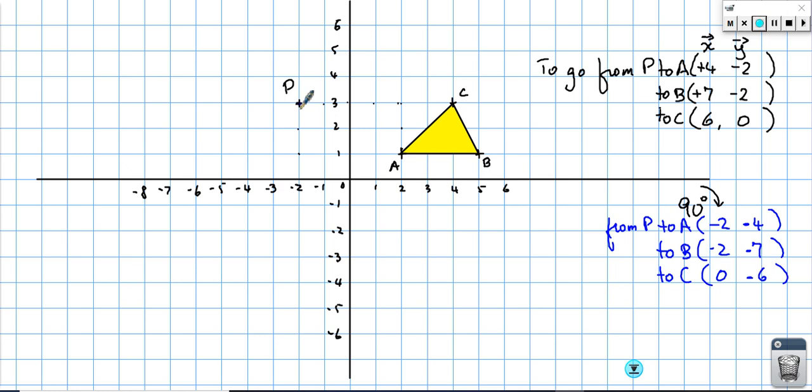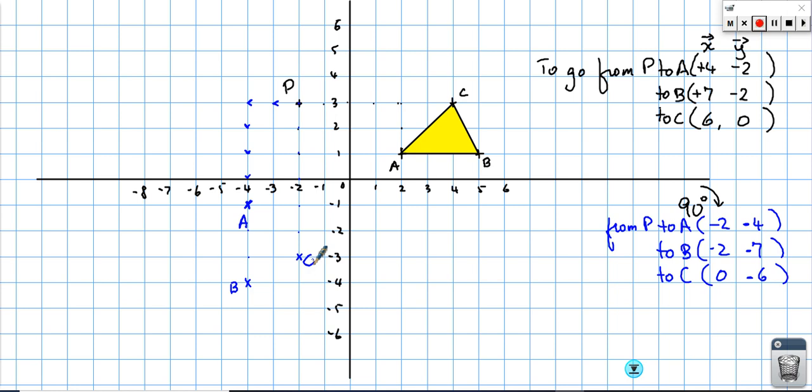So from P to my new point A, -2 on the X, so it's -1, -2. And I have to go down 4, so it's -1, -2, -3, -4. So that's my new point A. Let's find B. For B, I have to go -1, -2, and down 1, 2, 3, 4, 5, 6, and 7. So this is B. To go to C, I have to remain where I am, 0, but I have to go down 6, so it's 1, 2, 3, 4, 5, and 6. So that's my new point C.